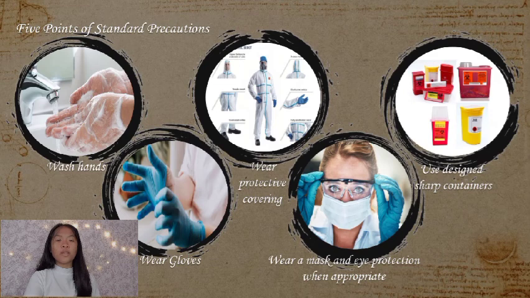Gowns are disposable and can only be removed by touching the inside surface to prevent contact with the infected outer surface. Lab coats are typically made of a fluid-resistant material with long sleeves and knit cuffs. They are provided in both reusable and disposable versions.